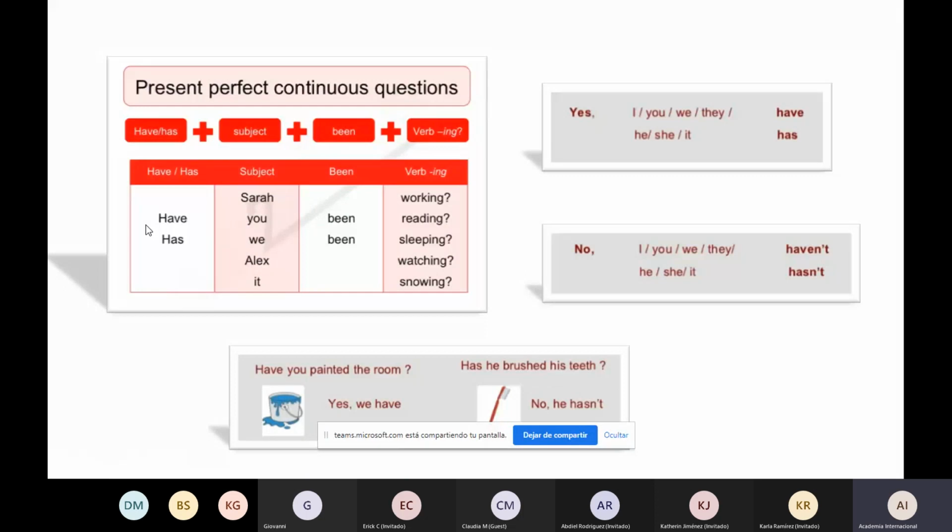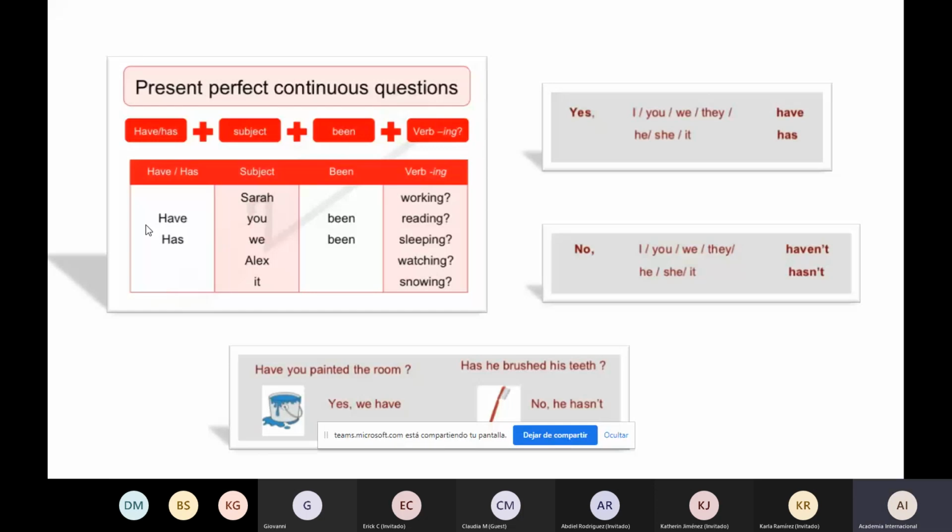¿Has estado cocinando durante la mañana? O ¿has estado leyendo? O ¿he estado durmiendo? O ¿él ha estado cocinando, por ejemplo? Entonces, en este caso, utilizamos: we use have for I, you, we, and they. And we use has for the third person, he, she, or it.